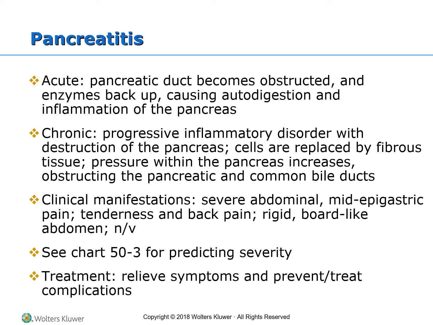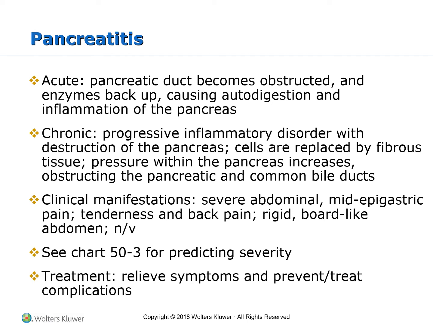Diagnosis is done through getting an H&P. They'll do serum amylase and lipase levels, and they'll be elevated. And then an ultrasound, CT, and MRI can also be done to look at the pancreas itself.